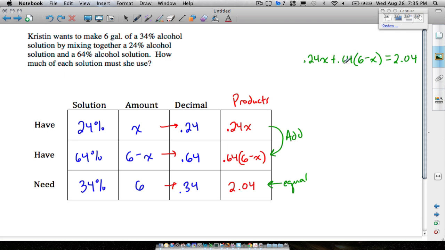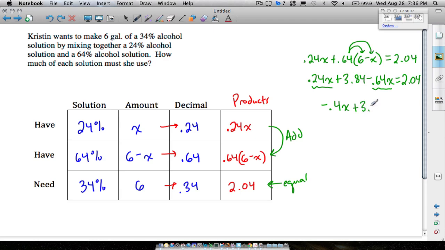All right, so the x's are on the same side, but we still got some work to do. Let's bring down the 0.24x. Let's distribute the 0.64. So 0.64 times 6 is going to be 3.84. Distributing the 0.64 to the negative x, 0.64 times negative x is negative 0.64x, and this is equal to 2.04. And now let's combine like terms. 0.24 minus 0.64 gives you negative 0.4x. I'm just combining like terms right there and right there.